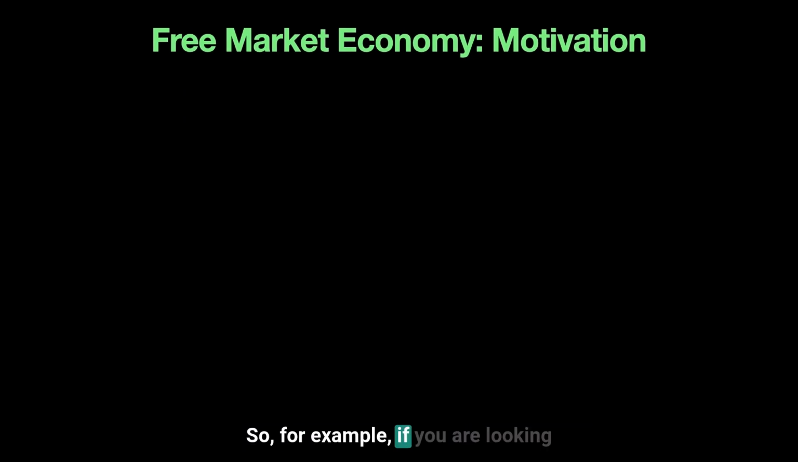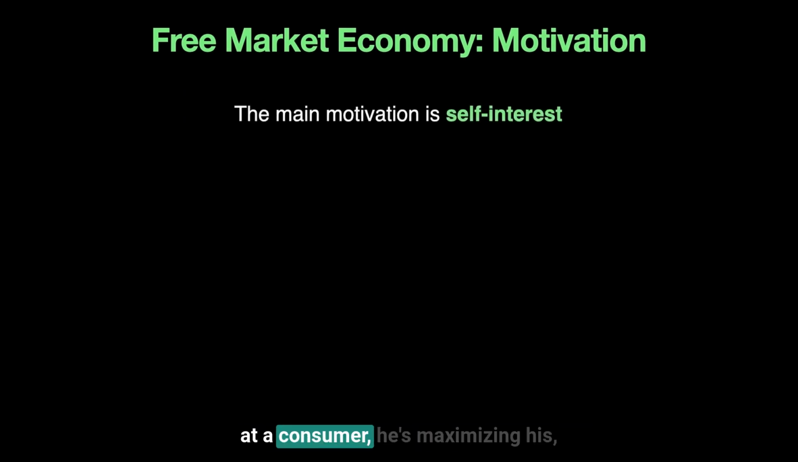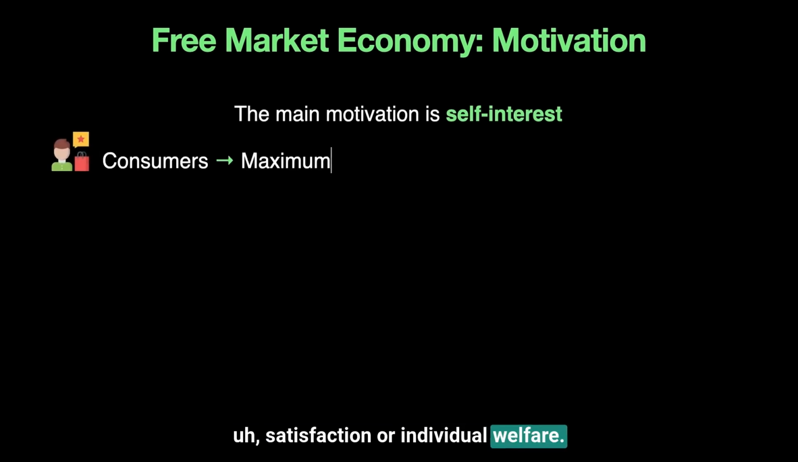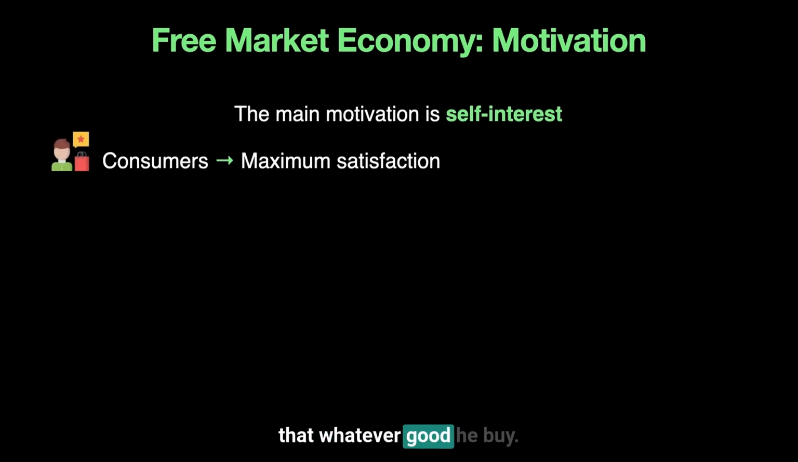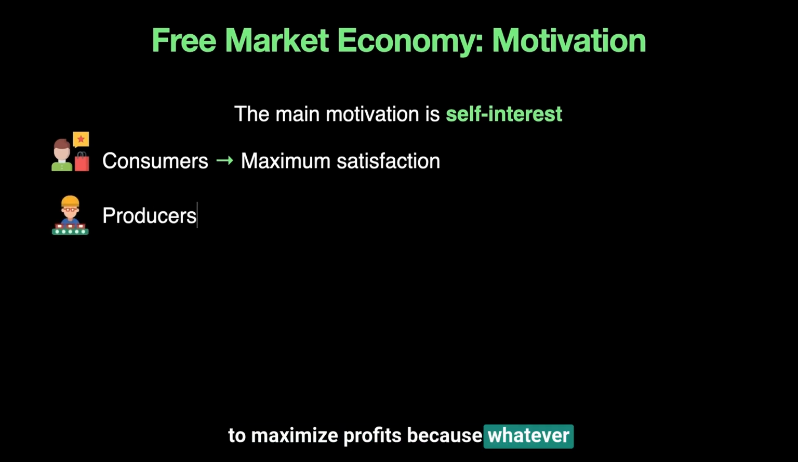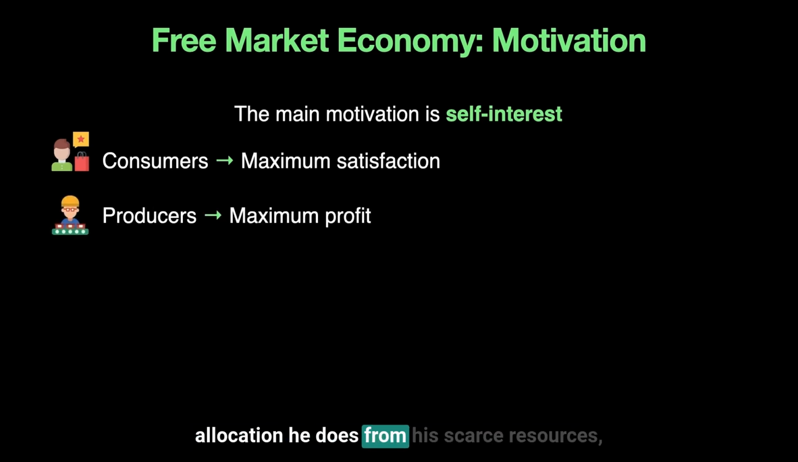For example, a consumer maximizes his satisfaction or individual welfare. He wants to make sure that whatever good he buys, he gets the maximum possible satisfaction from it. Then comes the producer, whose goal is to maximize profits, because whatever allocation he does from his scarce resources, he wants to get the maximum in terms of profitability.